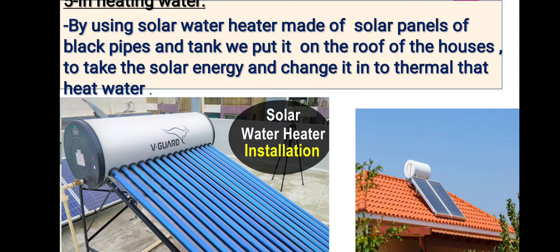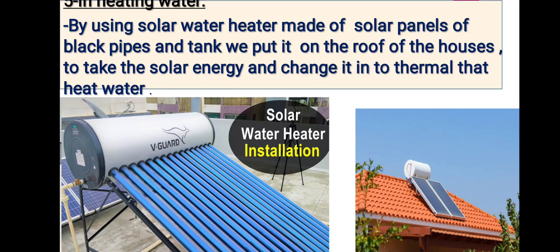At the first, we will take the solar water heater and put it on the roof to help the solar panels take the solar energy from the sun and change it into thermal energy, not into electrical energy. The solar panels change solar energy into thermal energy to make the tubes very hot. The solar water heater contains a tank and solar panels. The solar panels contain black pipes or black tubes.